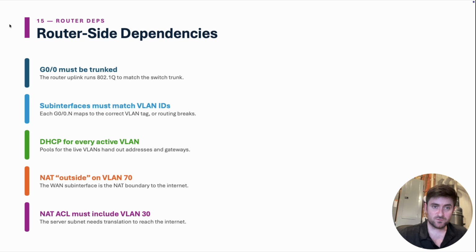Anyway, so, router side dependencies. The router is responsible for DHCP and routing. VLAN 30 is the active DHCP VLAN today, so VLAN 30 must be trunked. Subinterfaces must match VLAN IDs. DHCP for every active VLAN. NAT outside on VLAN 70, the WAN subinterface, for the NAT boundary to the internet. The NAT ACL, access control list, must include VLAN 30. We'll talk more about NATs and ACLs in a future video.